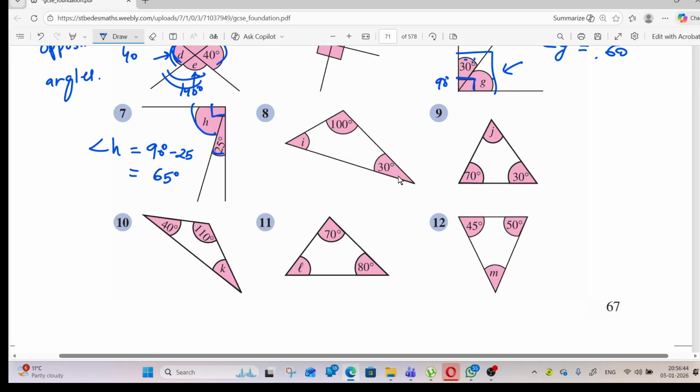According to this theorem, we know in a triangle all interior angles add up to 180. So if you know two angles, you can find the other one, right? Can you tell me how much is angle I?